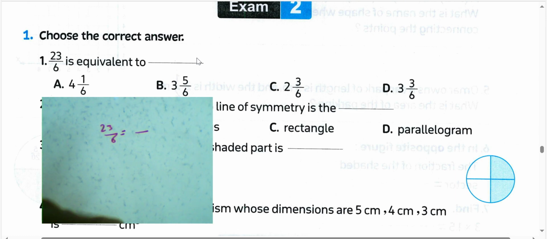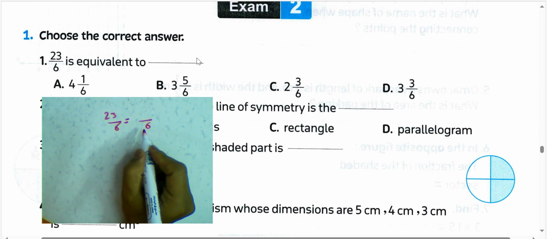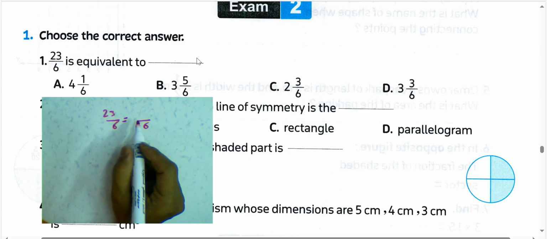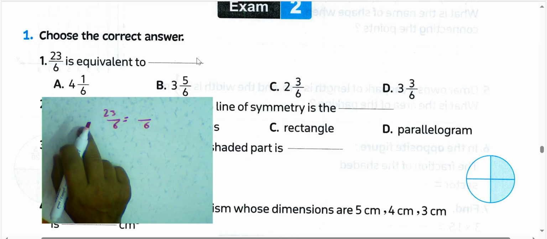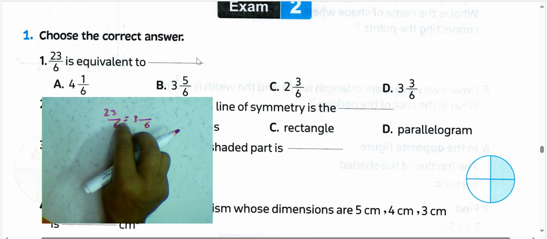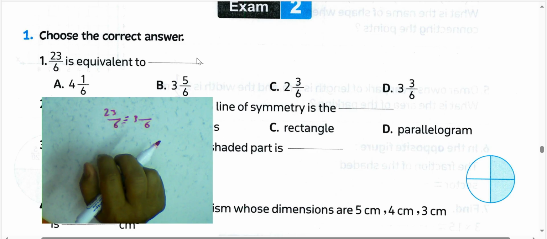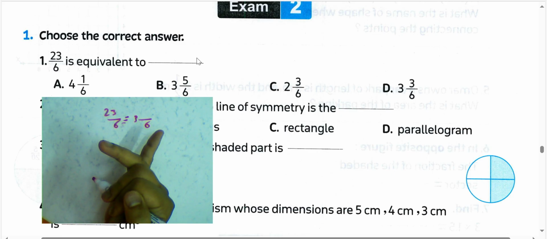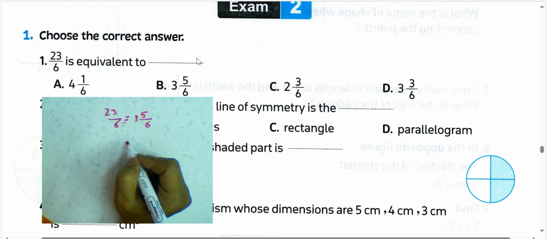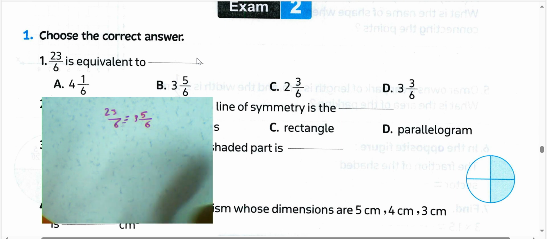23 divided by 6. Write 6 here again and ask yourself 6 times what equal number nearest to 23. Table 6: 6 times 3 equal 18. Count from 18 to 23. Just after 18, 19, 20, 21, 22, 23. The remainder will be 5. So we must write 3 and 5 over 6.